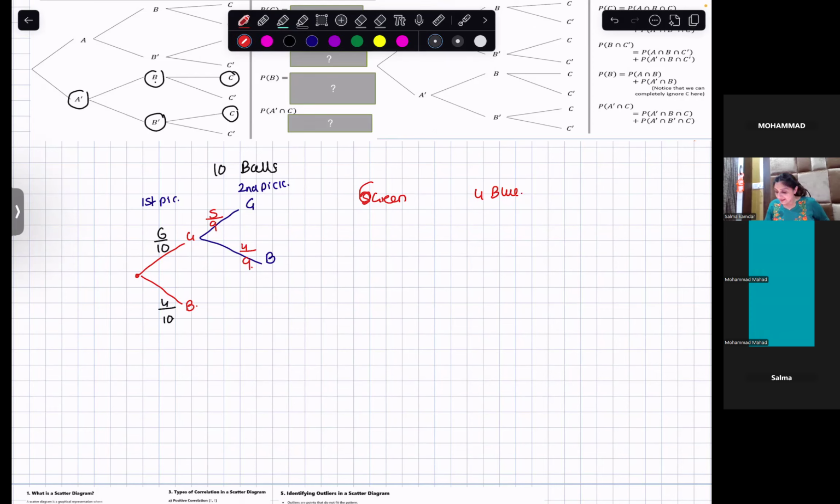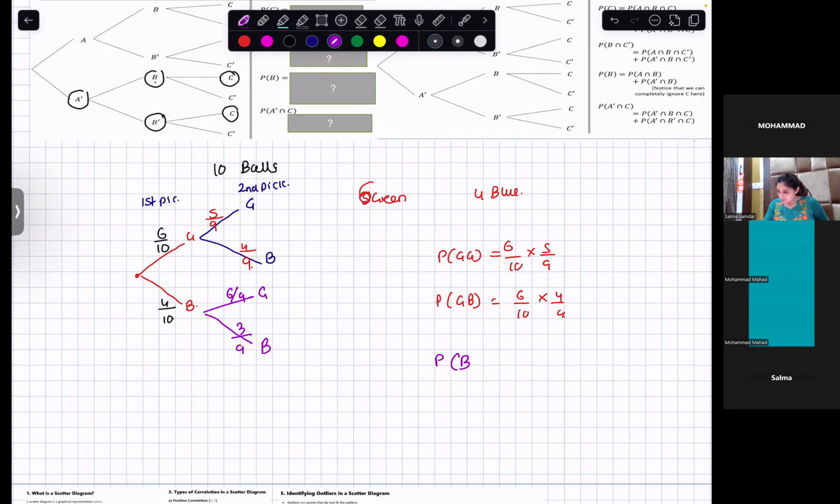So probability of getting green green is 6 by 10 into 5 by 9, and probability of getting green blue is 6 by 10 into 4 by 9. What about this? For this, it would become 6 by 9 for green and 3 by 9 for blue. Why did you reduce one? Because we chose a blue.